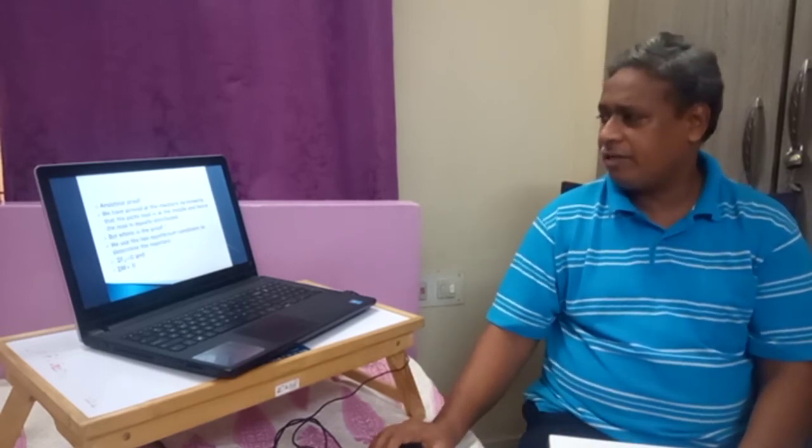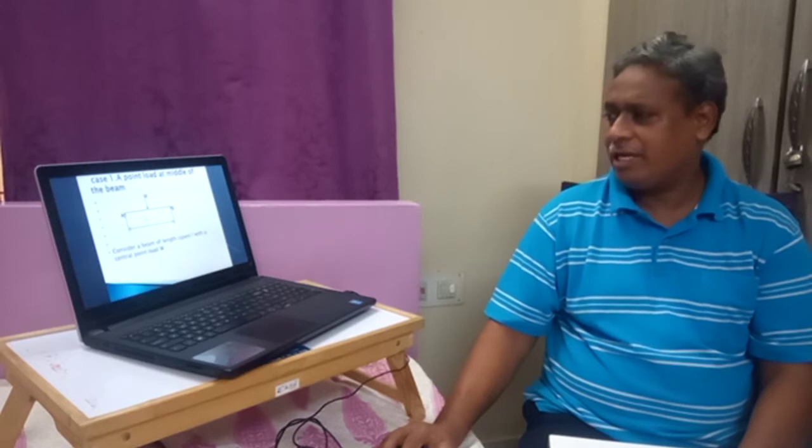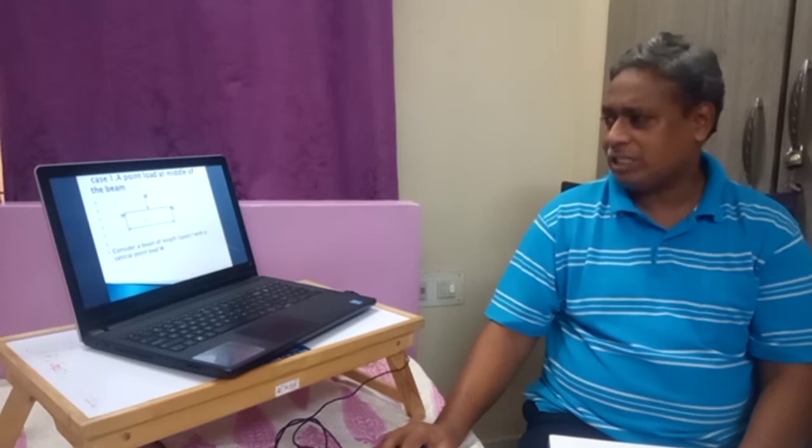If you see the graphic, A is acting here. So, from A, the reaction RA will be at a distance of 0. W is at a distance of L by 2, that is half, and B is at a distance of L.